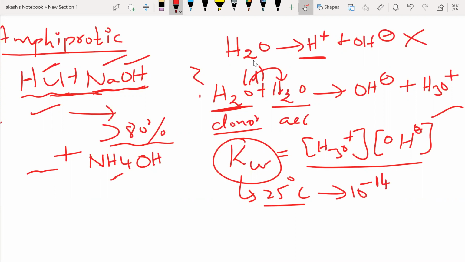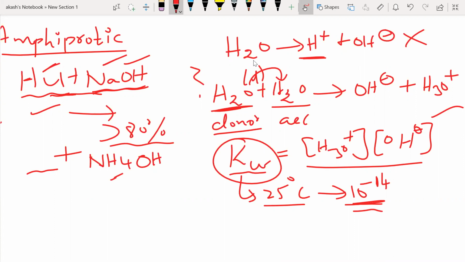Okay, now you have to remember this value, guys. If I ask you what is the Kw, what is that? It is called the water dissociation constant. So the Kw value for water at 25 degrees Celsius was found to be 10 to the power minus 14. You have to remember this value, right? Fine, Kw is 10 to the power minus 14.